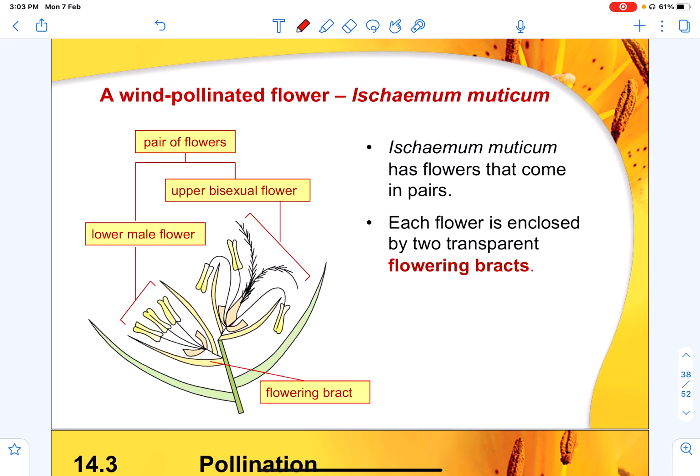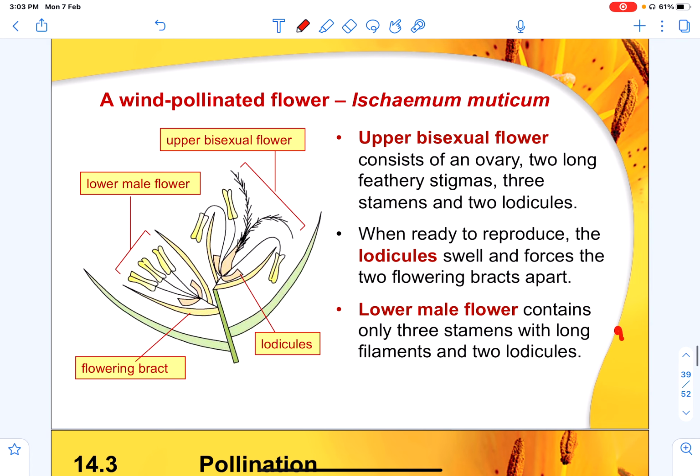So generally, this is how it looks like. And we can see that for this particular one, it's actually more of a bisexual flower. Bisexual flower means that it contains both the male and the female reproductive organs within the same flower. So when they are ready to reproduce, the lodicules will actually swell and force the two flowering bracts apart, resulting in the pollen grains splashing outwards. And the lower male flower will contain only three stamens with long filaments and two lodicules.